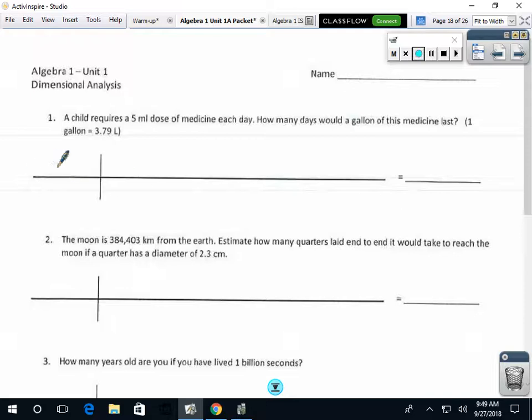All right, so that's what we start with. We have a gallon of this medicine. So that's what we're starting with, and we're trying to convert it into milliliters so that we'll know how many days it will last if the kid's taking 5 milliliters per day. So you multiply by a fraction. Gallons is in the top, so now gallons has to go in the bottom. Now remember, our goal is to turn gallons into milliliters, but the only thing they told us about gallons right here is 1 gallon equals what?